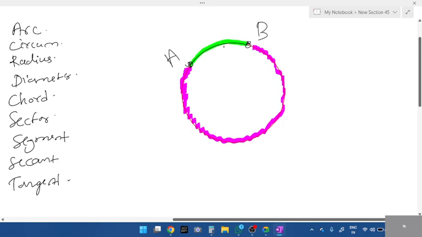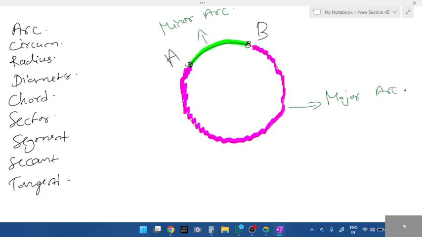Which is smaller, green or the pink one? Green. We call it as minor. Small arc is known as minor arc. The pink one is known as major arc. Major is bigger one. Like this, for sector, we have minor sector, major sector, minor segment, major segment. For secant and tangent, there is no concept called minor and major. Minor meaning is small, major meaning is big. Next.